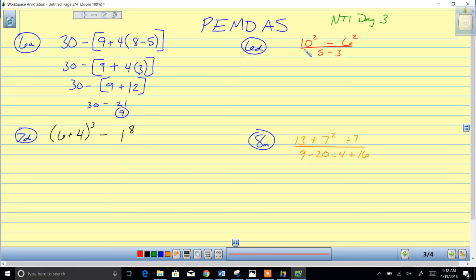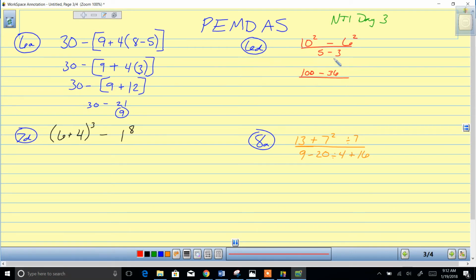On this next one, we notice we have these big fraction bars. I picked a couple of those. Treat those like a numerator and denominator group. So do everything in the numerator, do everything in the denominator, and then divide last. So for this first one, I'm going to start off with my exponents. 10 squared is 10 times 10, which is 100. And I'm going to go ahead and do 6 squared, 6 times 6, which is 36.